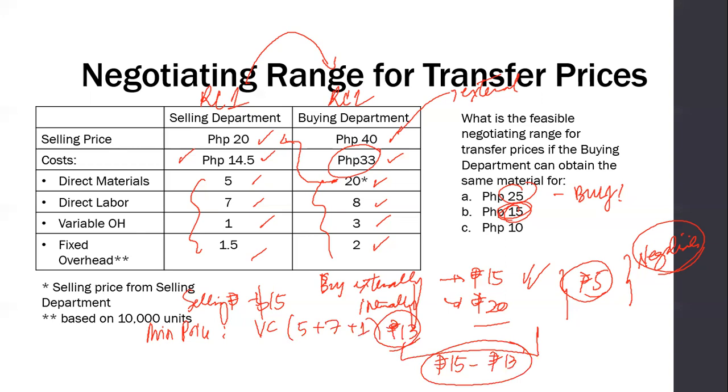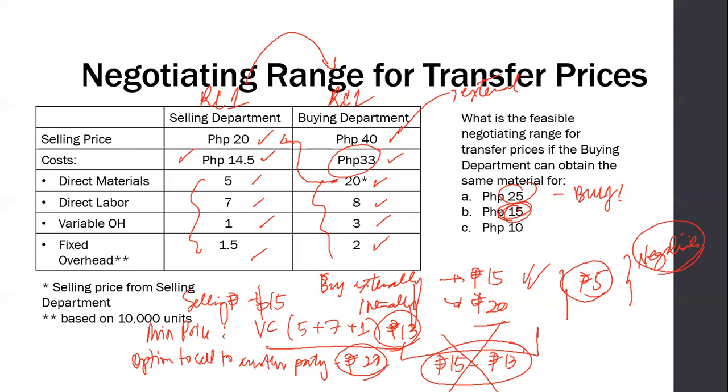Ngayon, for example, the selling department has an option to sell to another party at 20 pesos. Ibig sabihin, pwede niyang iwanan si buying department and he can sell his goods to an external party for 20 pesos. If that's the case, there is no negotiation range. Kasi the minimum that the selling department will be willing to take is 20. Kasi relevant na sa kanya yung 20 pesos na makukuha niya when he sells outside. 15 will not cut it because he can sell the same at 20 with the same variable cost to an outside entity. So in that case, there's no negotiation range.